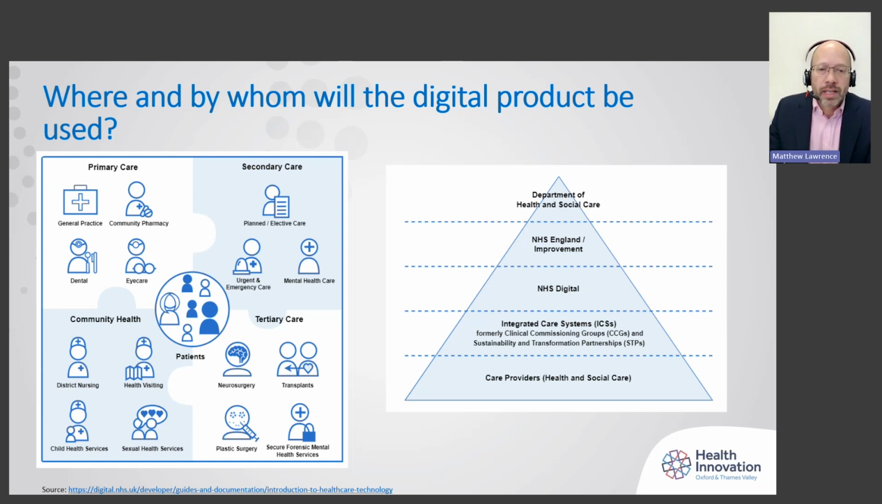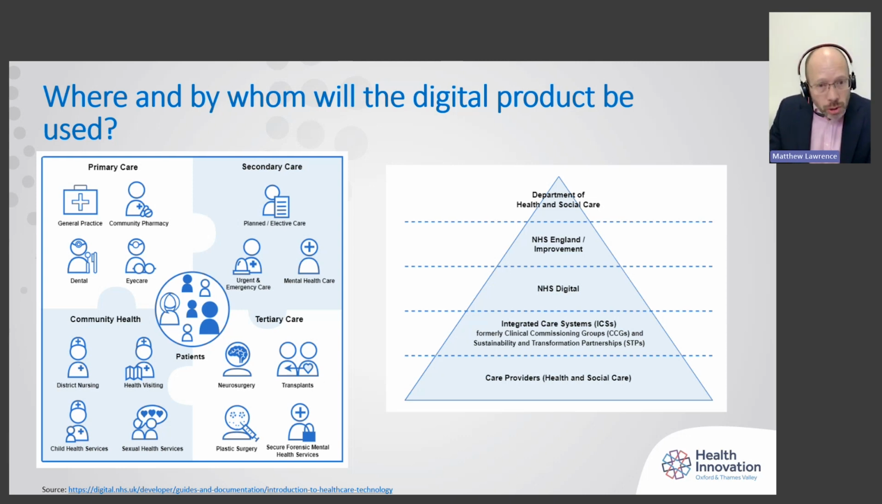So ICSs are integrated care boards, ICBs. There are 42 of them in England at the moment, as of, I think, 2022. They were formerly clinical commissioning groups and sustainability and transformation partnerships. And before that, it was other things, but these are the organizers of all that care going on.